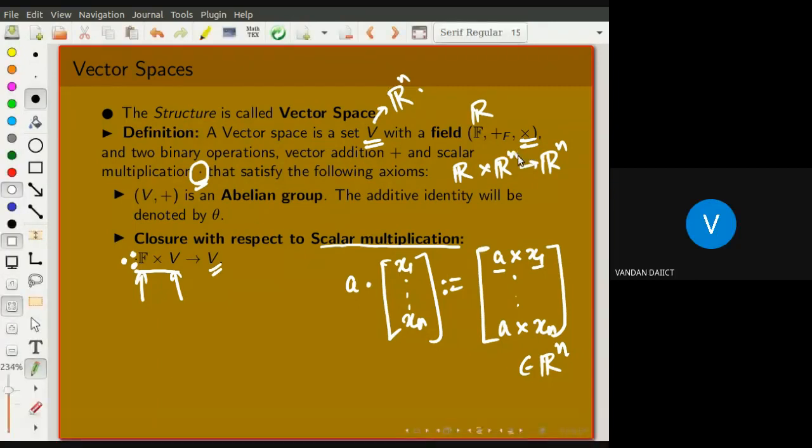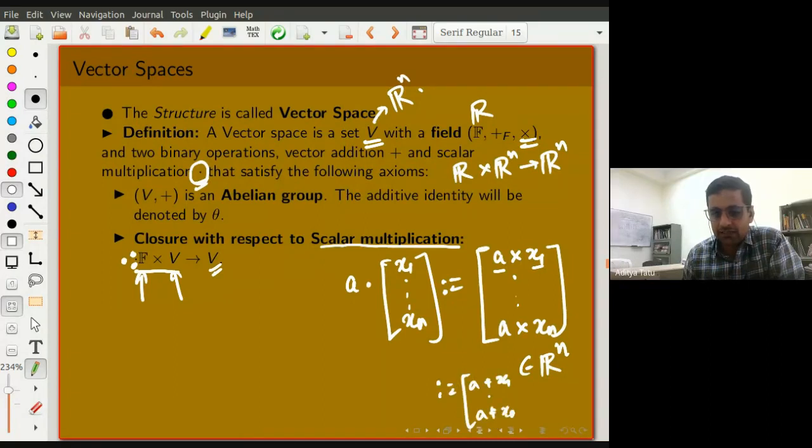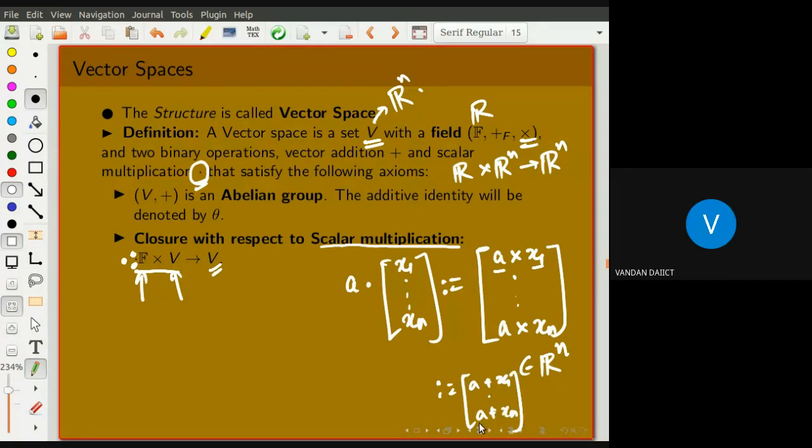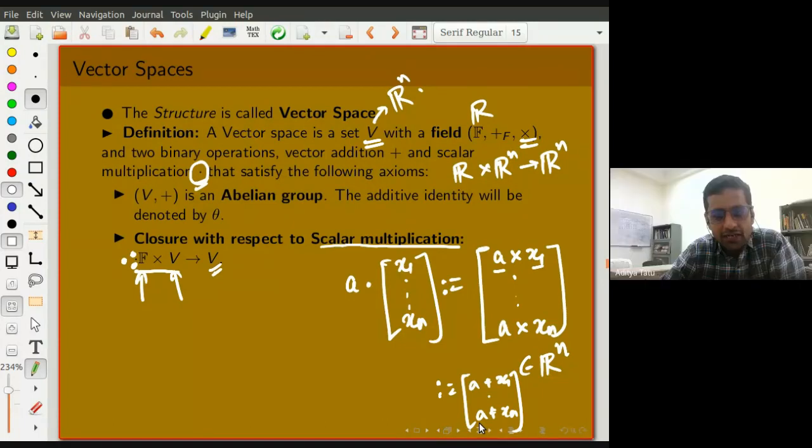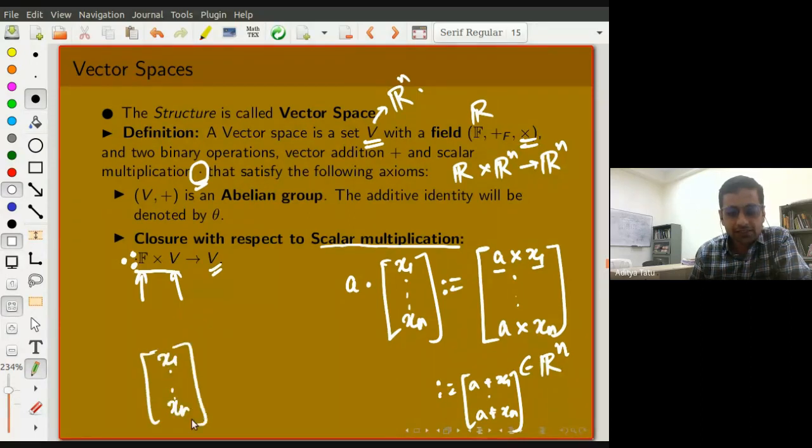Sir, if we define this scalar multiplication in some different way, like a times this vector is (a plus x1, a plus x2, ...), like that? Yes, you can define it. But sir, here scalar multiplication and addition are clashing. Why are they clashing? See, vector addition is defined between two elements of my set V, so this is your vector addition. Scalar multiplication is about combining a field element with an element of my set V.